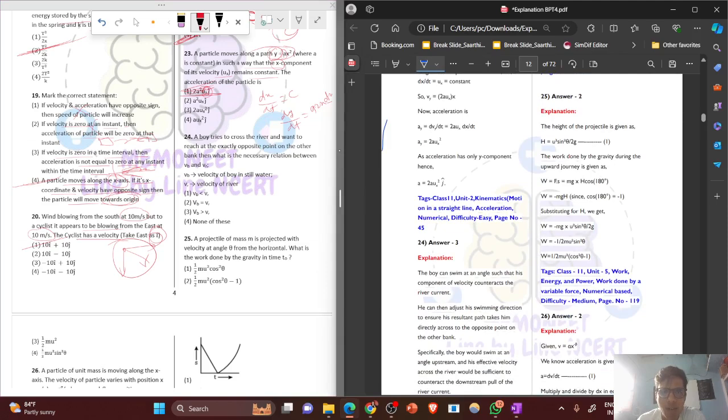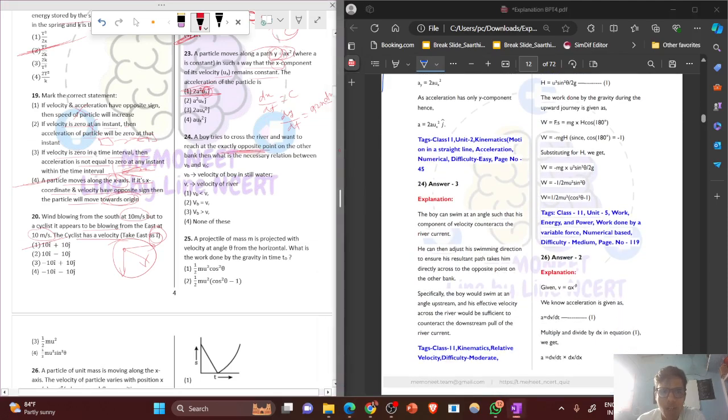Now moving ahead to the next question. A boy tries to cross a river and wants to reach exactly the opposite bank. What is the necessary relation between VB, the velocity of the boy in still water, and the velocity of the river? It's a completely theoretical question. The river is flowing in this direction, and the boy has this velocity with respect to ground. The boy must move in this direction so that he can reach exactly opposite, and the velocity of the boy must be greater, because if it is less than this, then it can't get cancelled out.